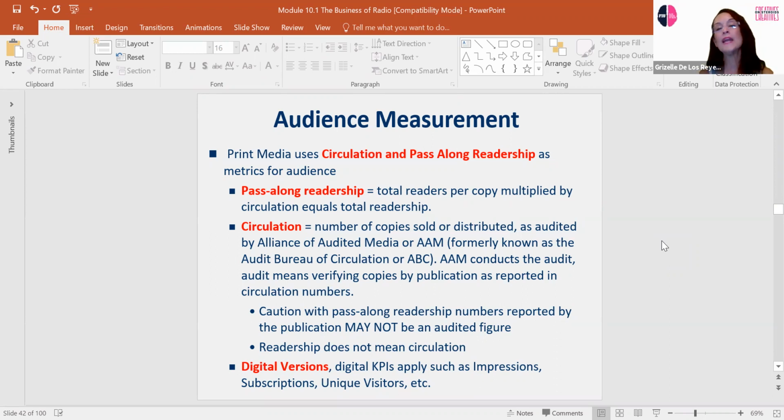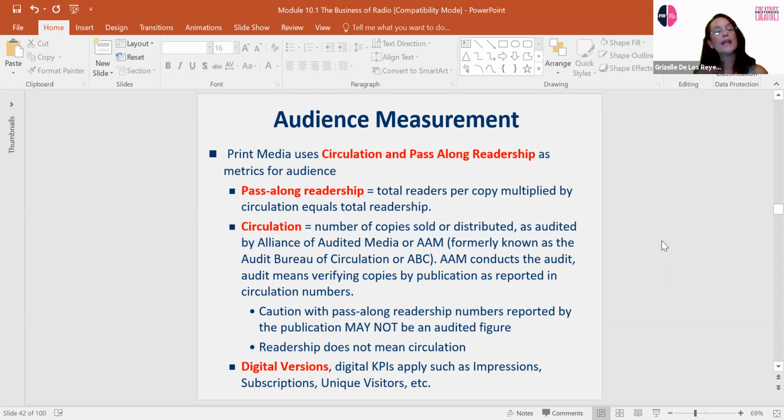So again, if the media self-reports that we have X amount of pass along readership, then you have to take those numbers with a grain of salt. If it's audited, for example, by the AAM, then you can rest assured, if you're the buyer, that if they say, okay, we have a circulation of 100,000 and we distribute a combination of 50% newsstand, 50% subscription, and we have a pass along readership of 4, you can very easily do the math. If it's measured by the AAM, we have 100,000 circulation with a 4 pass along readership, so we may have a potential 400,000 impressions.